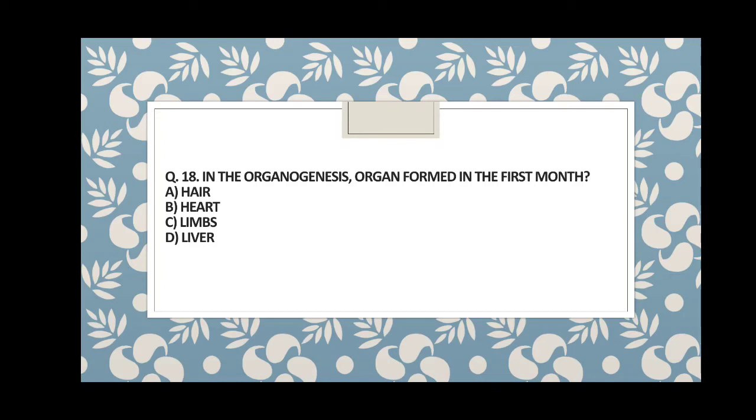Liver starts from the first trimester, but it takes like 8 months. In the 8th month it's going to be fully developed. Limbs are formed in the 5th month, or you can say in the 2nd trimester. So movement is marked in the 2nd trimester, that is the 5th month.